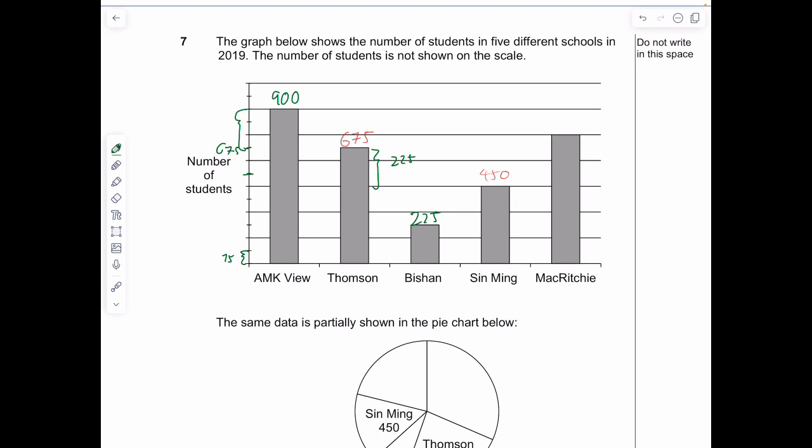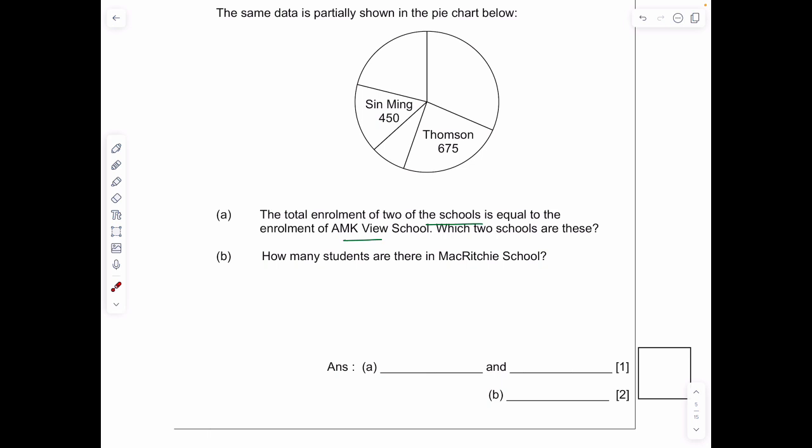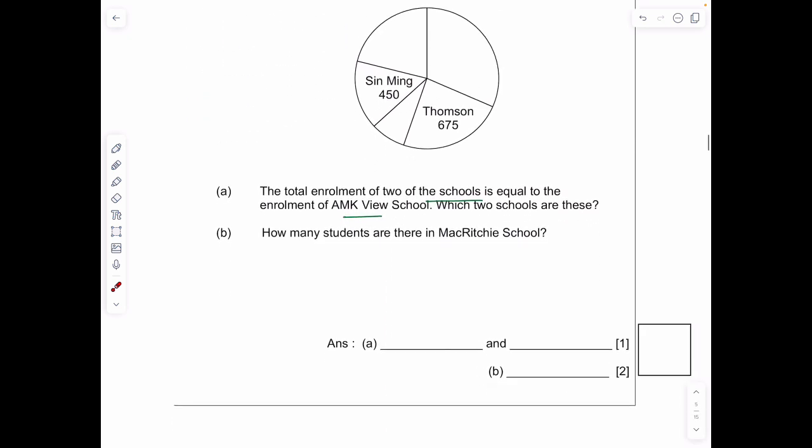So if you take a look over here, you realize that the enrollment for Ang Mo Kio is 900. So they asked you which total of the two schools equals to Ang Mo Kio. So if you take a look at this, 225 plus 675, that will actually give you 900. So therefore the answer is actually Thomson and Bishan.